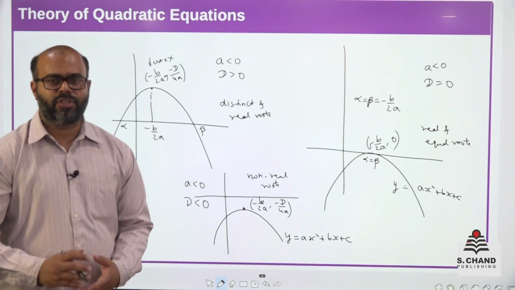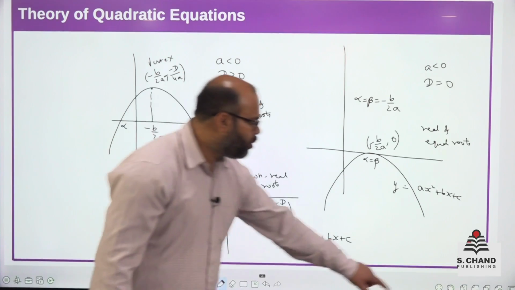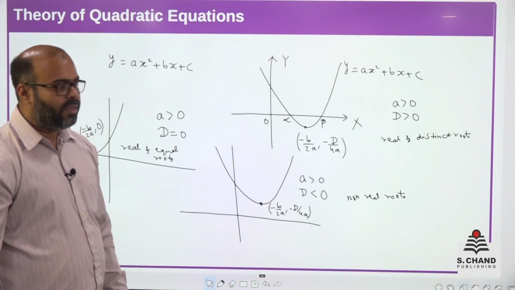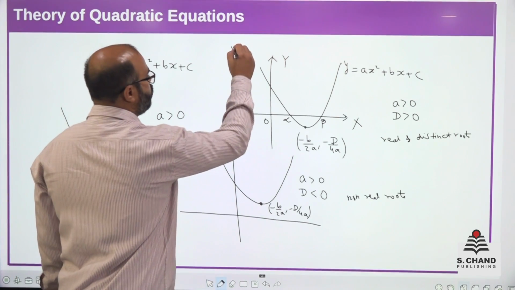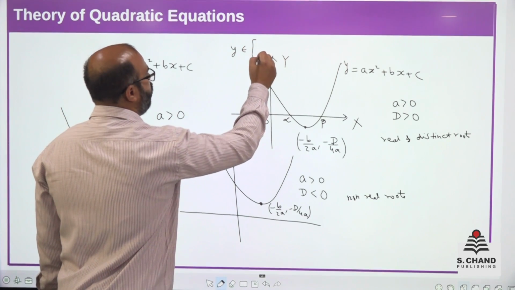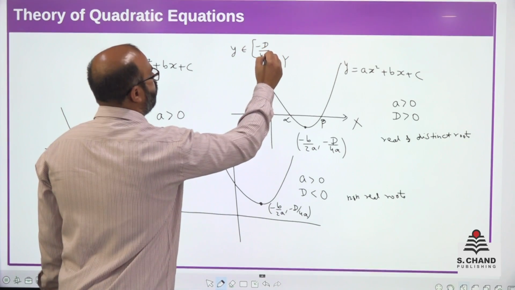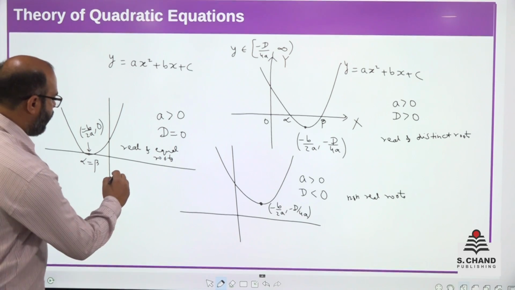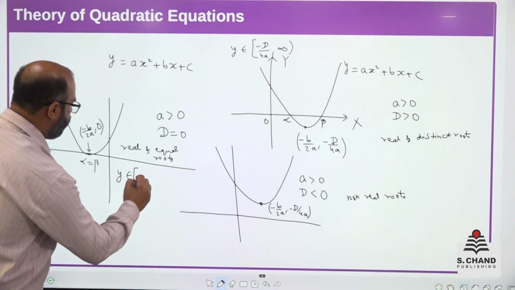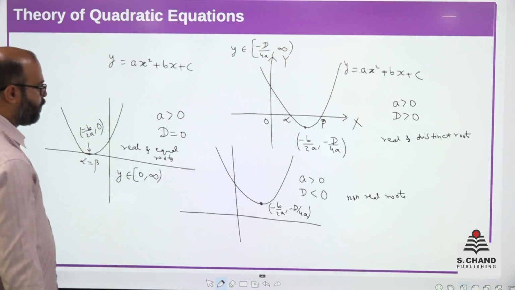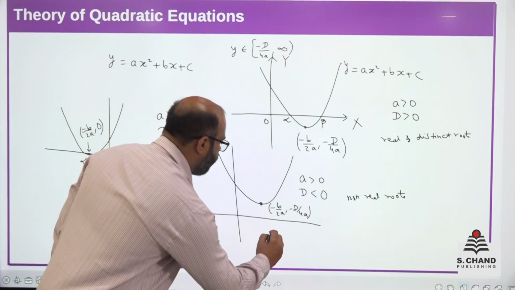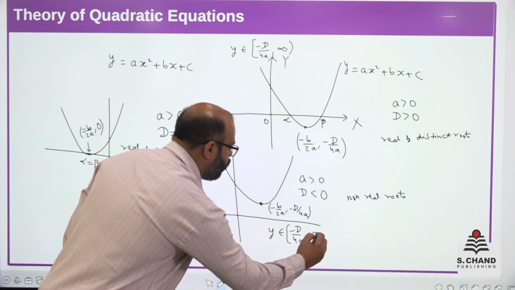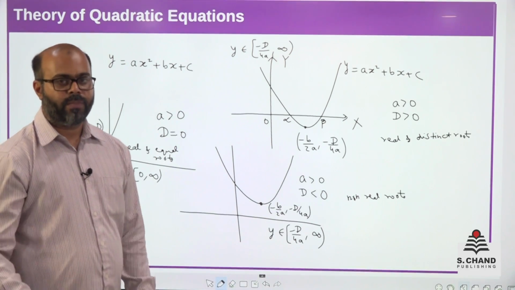Now what about the range? You can also see the range here in both the cases. In the previous case, as you can see, the value of y belongs to minus d by 4a to infinity. If you talk about here, the value of y belongs to 0 to infinity. From here, if you see, value of y belongs to minus d by 4a to infinity. That is the value of y, not the value of x.